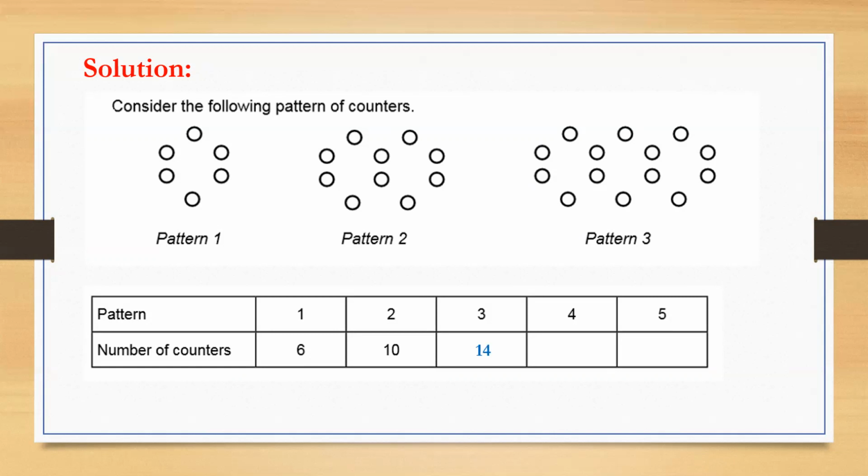Yes, we have 14 counters. Now, look at the number of counters in each row. We have 6, 10, 14. So we are adding 4 to get the next term. Now for pattern 4, we will have 18 counters. For pattern 5, we will have 22 counters because we need to add 4.